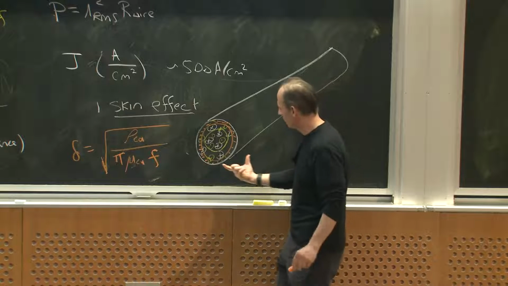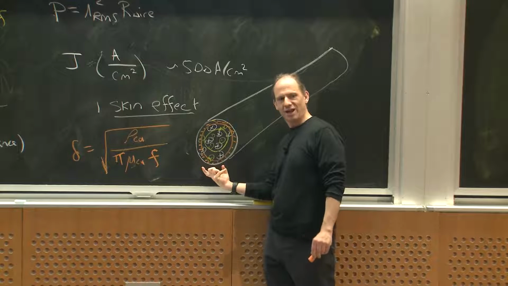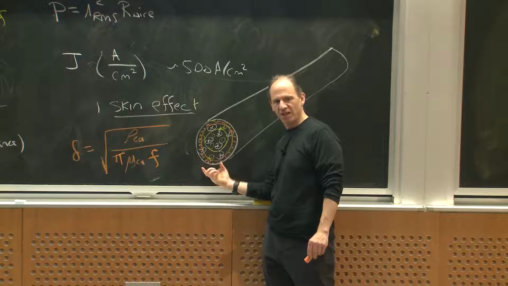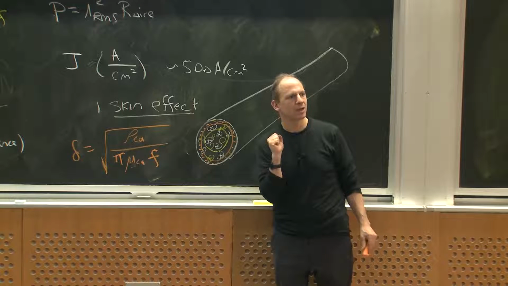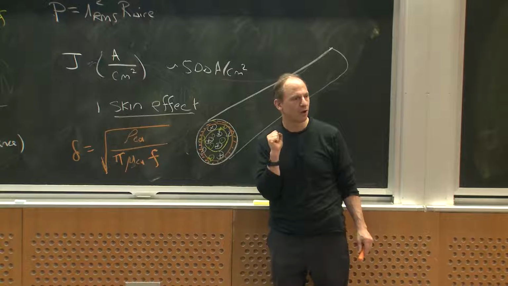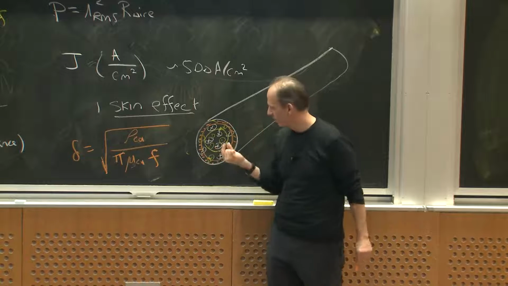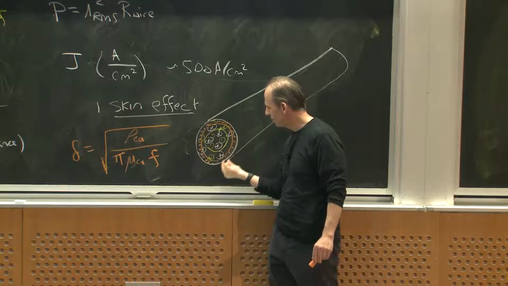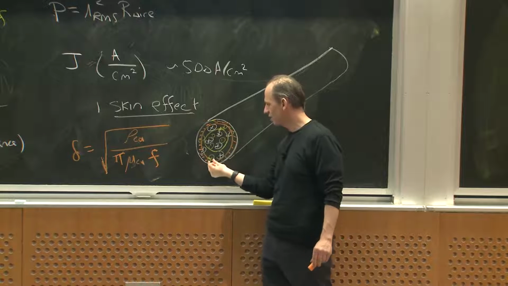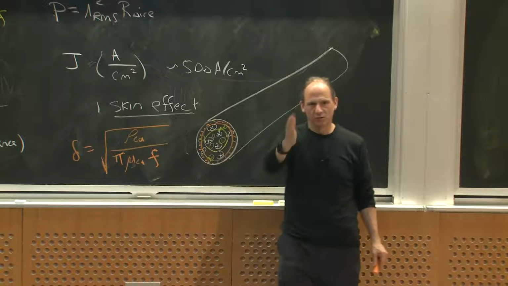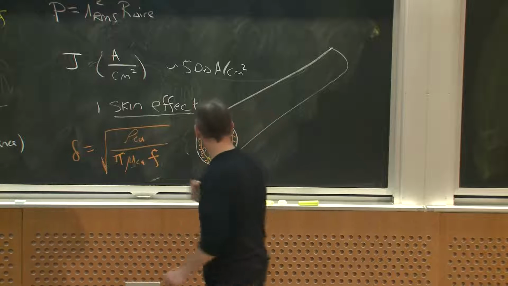So essentially, if the skin depth is on the order of the diameter of my wire, I pretty much carry current approximately constant across the wire. If my skin depth gets small compared to the wire, that's when I'm only going to carry it in the surface. And it doesn't just get carried.